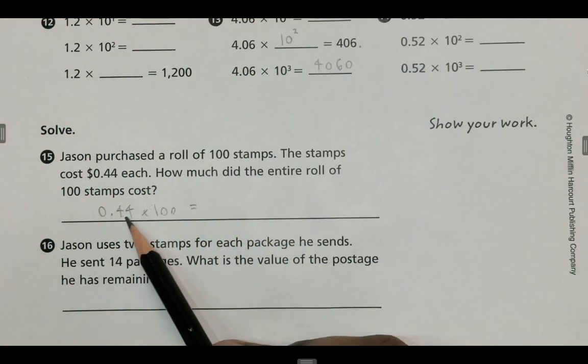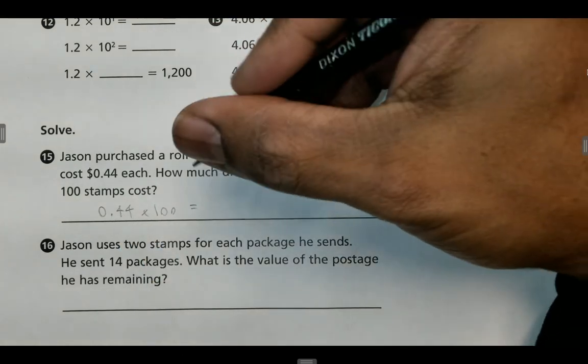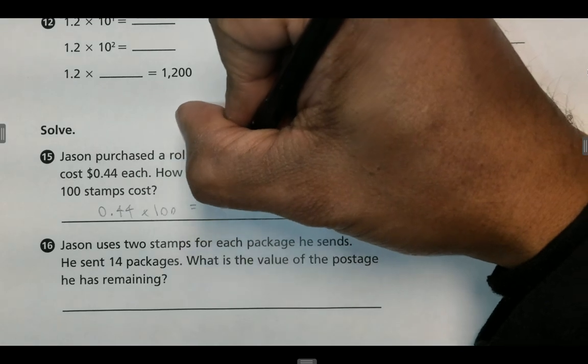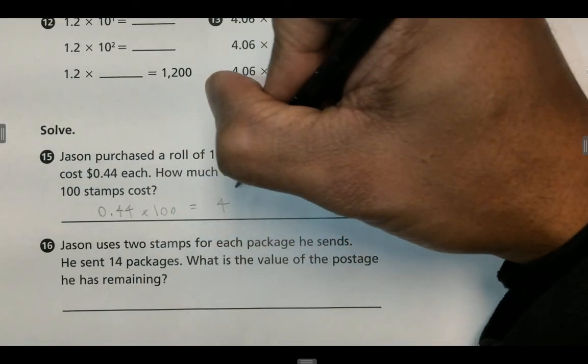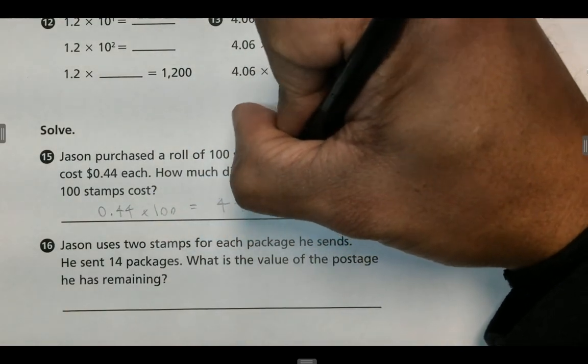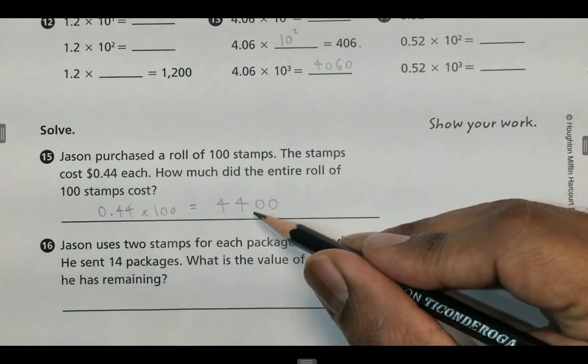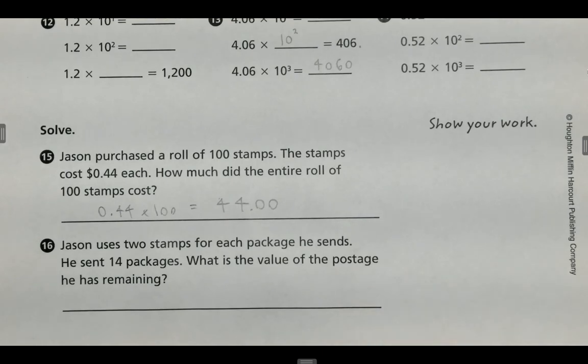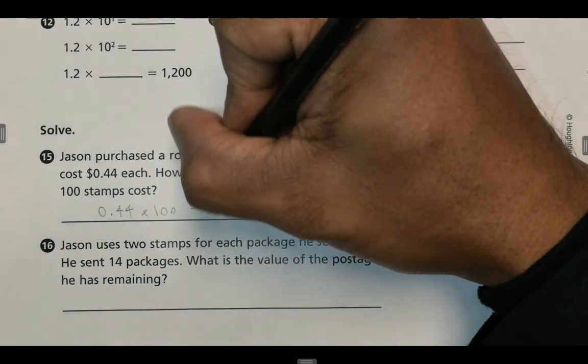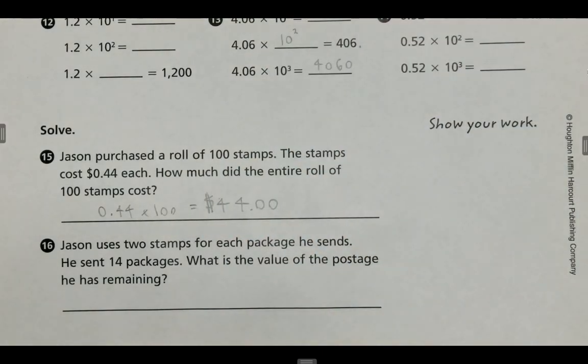I can clear out my decimal point by doing 2 pushes. Whoop, whoop. 44 times 100 is 44 with 2 zeros at the end. But then I have to come in 2 places to reinsert my decimal point, and I get an answer of $44.